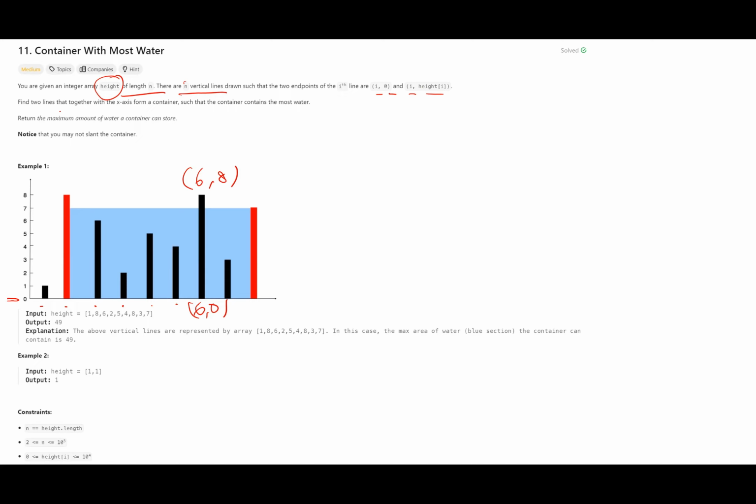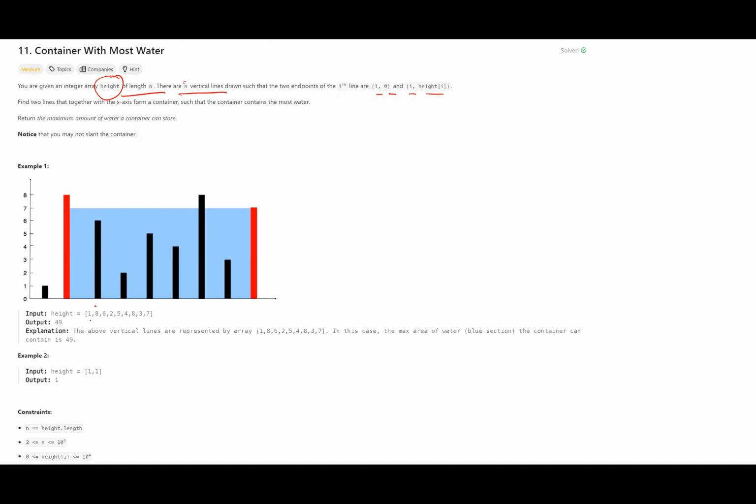We have to find two lines that together with the x-axis form a container, such that the container contains the most water. We have to return the maximum amount of water that the container can store. Okay, so let's look at the first example.